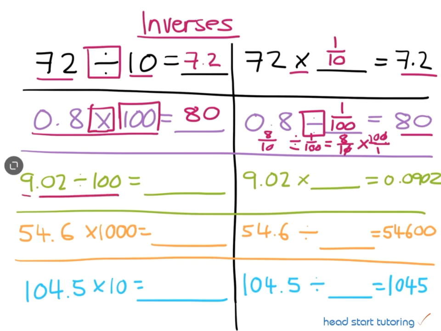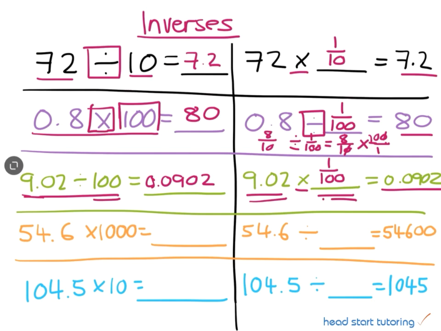Right, so looking here at 9.02 divided by 100, that will give us an answer of 0.0902. Now, what are we going to multiply 9.02 by to get that same answer? We are going to multiply it by its inverse, which is 1 over 100. So multiplying 9.02 by 1 over 100 is exactly the same as dividing 9.02 by 100, and that is because 100 and 1 over 100 are inverses.